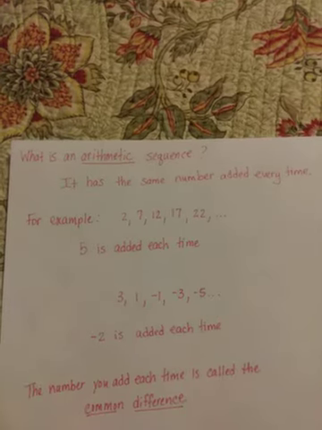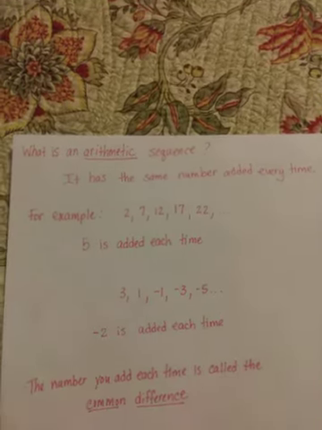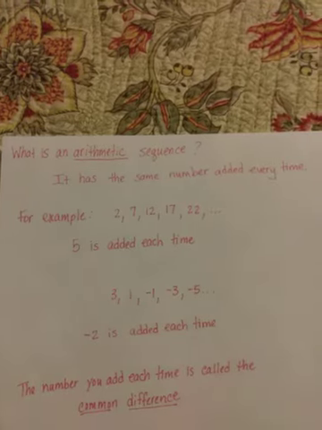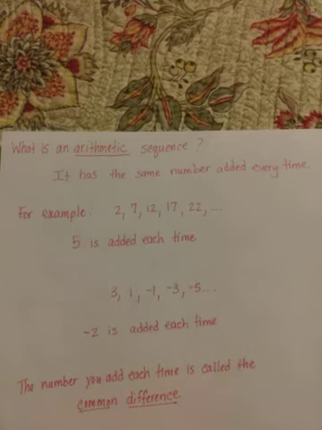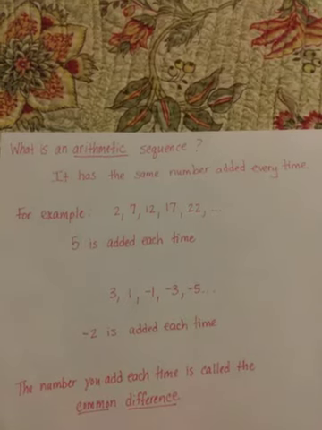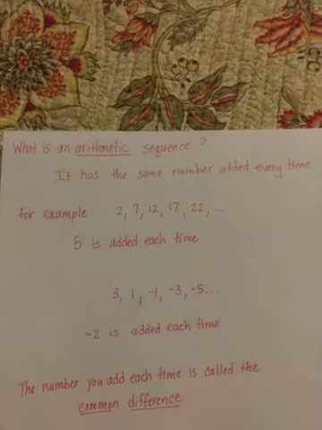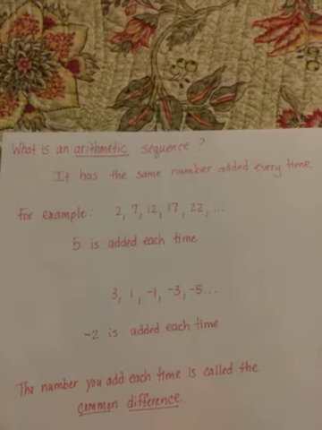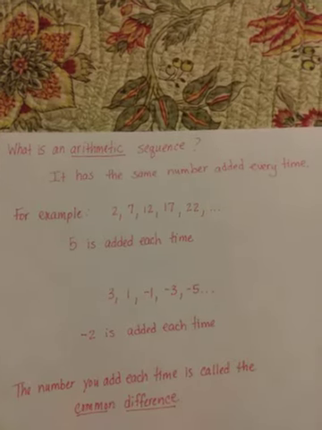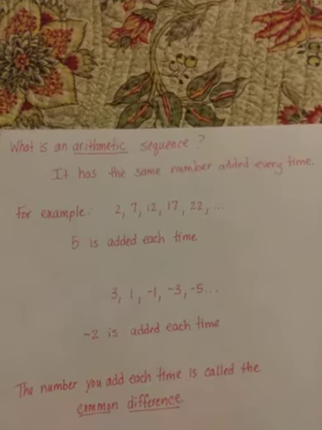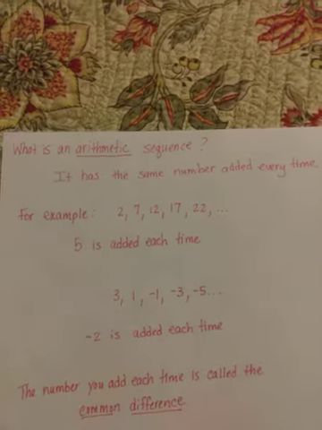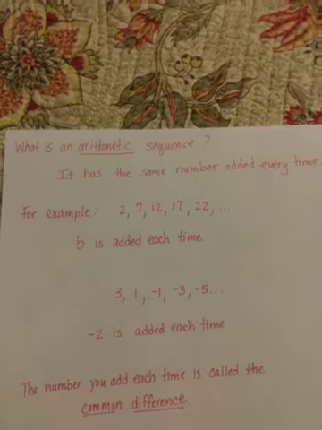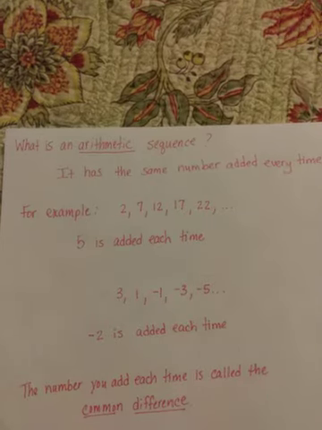So this is Chapter 12, Section 2 of your book, and it's about arithmetic sequences. I know it looks like arithmetic, but we've changed the part of speech, so we're going to say it arithmetic. An arithmetic sequence is just a sequence that has the same number added every time. That number could be a positive, like in the first example, which is 2, 7, 12, 17, 22. So the number that's been added each time is 5.